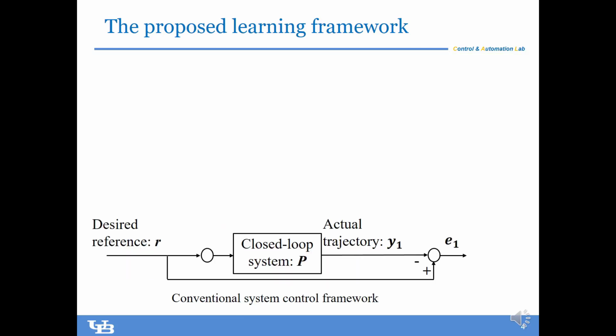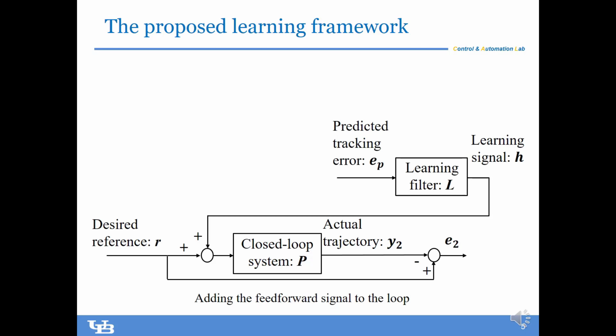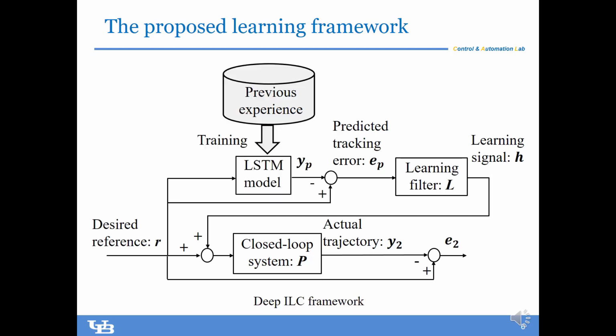Suppose we have a stable system P with baseline controller included. When P tracks reference R, the tracking error without learning is E1. In order to reduce the tracking error E1, we design a learning filter L to generate a learning signal H, which is added to the feedforward loop of the system. With the learning signal, the system P's actual tracking error E2 is made to be smaller than E1.